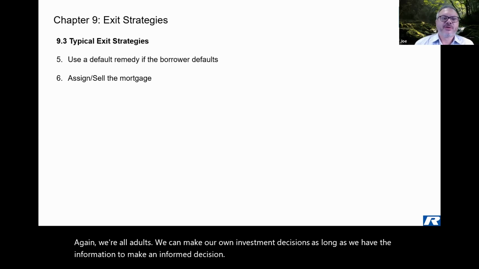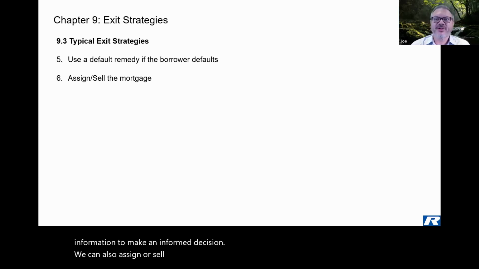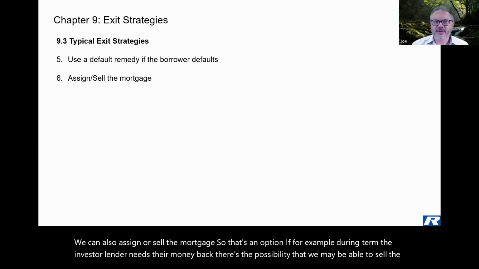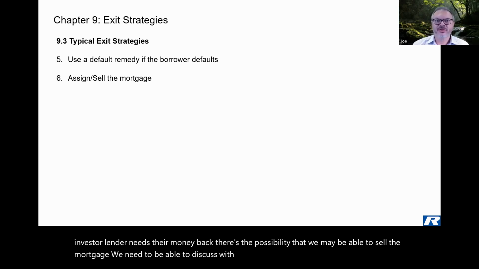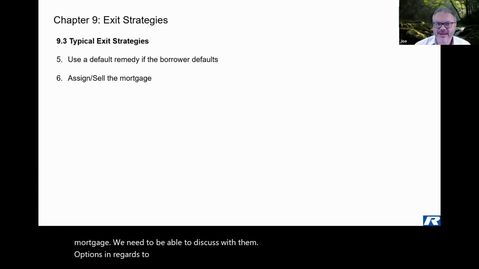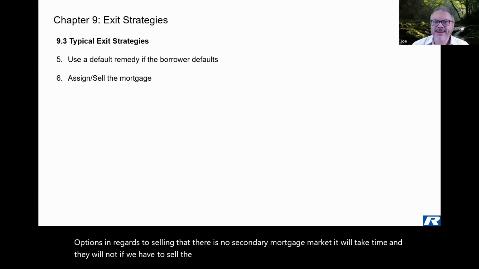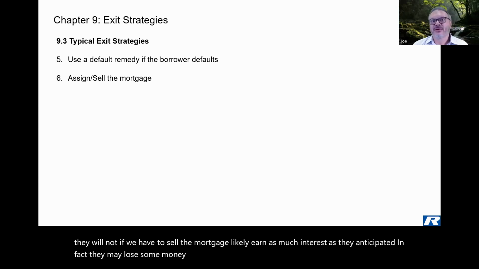We can also assign or sell the mortgage. So that's an option if, for example, during the term, the investor lender needs their money back. There's the possibility that we may be able to sell the mortgage. We need to be able to discuss with them options in regards to selling, that there is no secondary mortgage market. It will take time, and if we have to sell the mortgage, they will likely not earn as much interest as they anticipated. In fact, they may lose some money if they have to sell the mortgage at a discount.